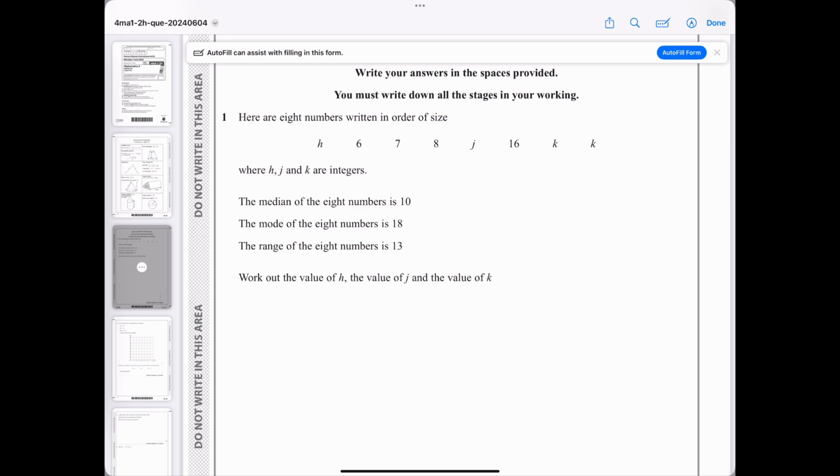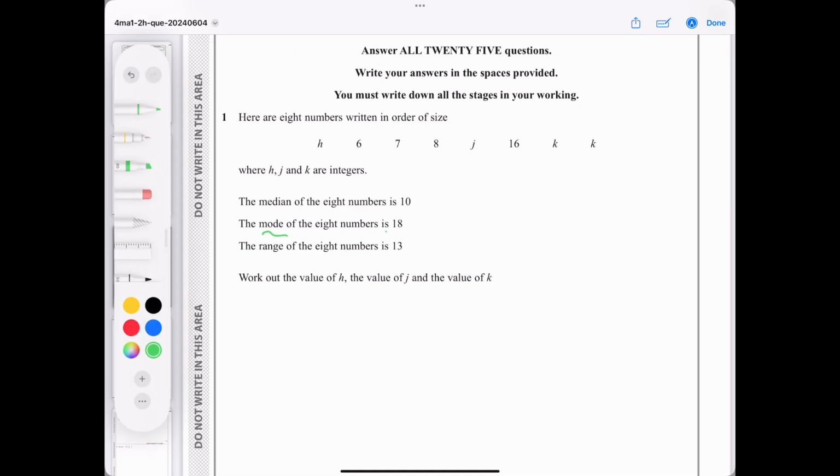If we know that the mode is 18, we know the last 2 numbers are both 18, because the mode is the most often and nothing else can be the same. So that's that done. The range of the numbers is 13, so the highest number is 18 and we take 13 away to find the lowest number, which is 5.